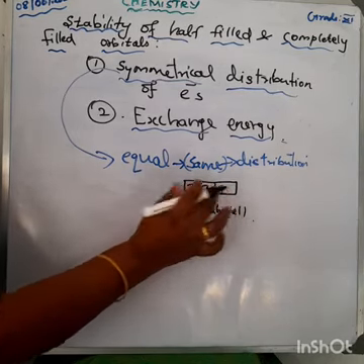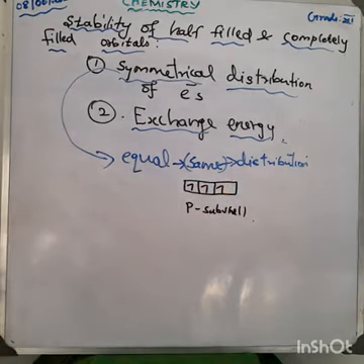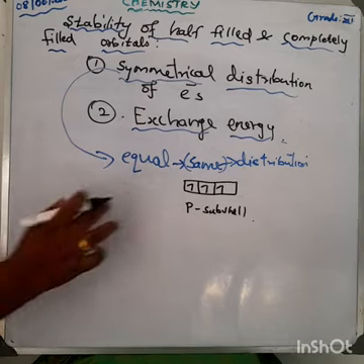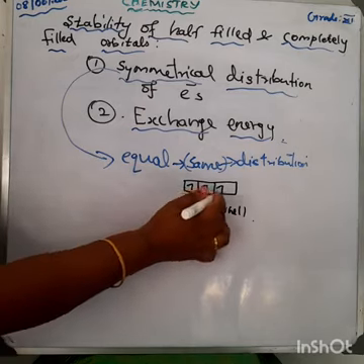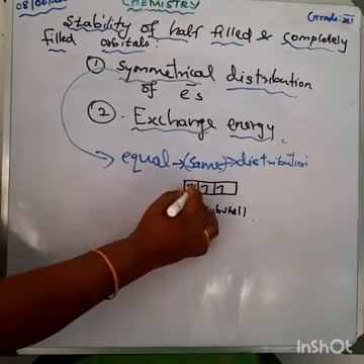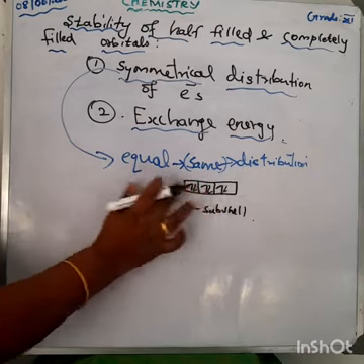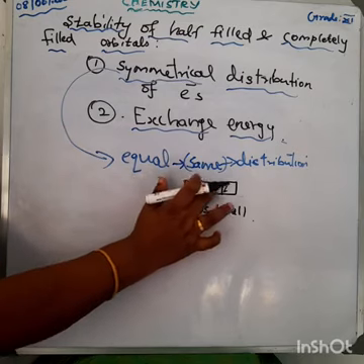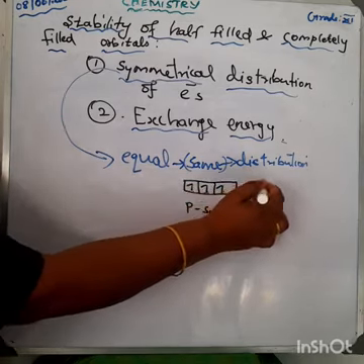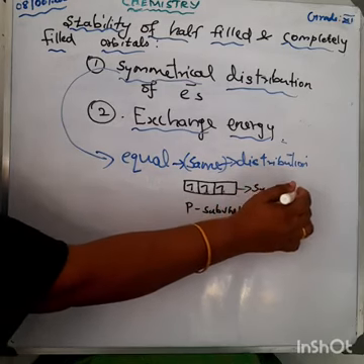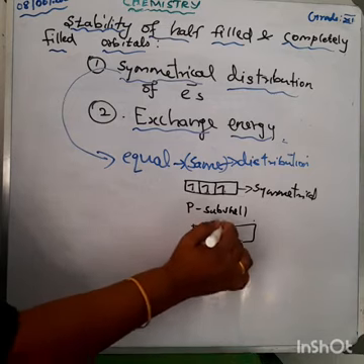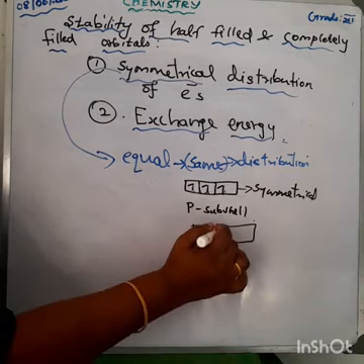According to Hund's rule, electrons first fill singly in each orbital. After filling singly, then we can pair up the electrons. So this is the half-filled orbital, and this is the symmetrical distribution. A completely filled orbital is also very stable, even more stable than a half-filled orbital. Why is it stable?